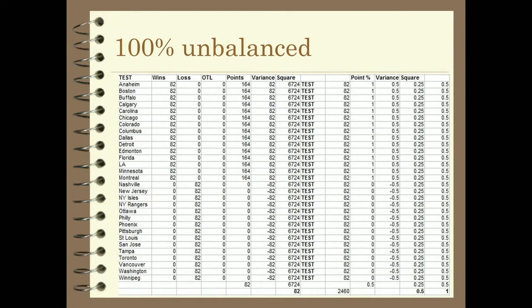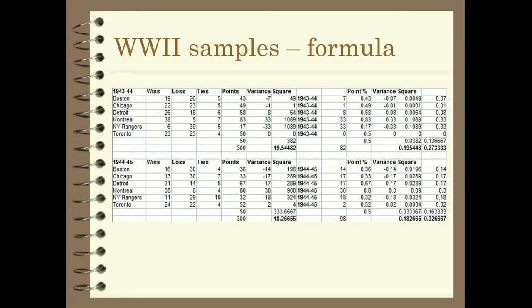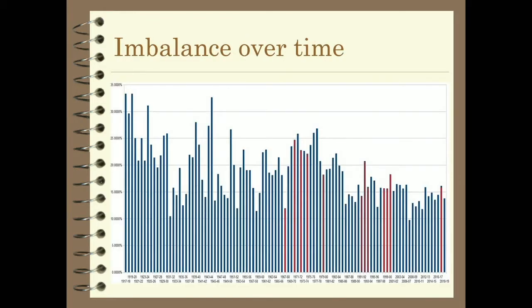Competitive balance is something that is rarely addressed. This is what a 100% unbalanced league will look like, in which half the teams go 82-0, half go 0-82. That's perfectly unbalanced right there. We can go through these formulas in a little bit. But this is competitive imbalance over time. Again, expansion years are in red right here. So we can see that there are, in fact, little jumps and little ebbs and flows, but it's not a sustained process. It returns back towards a normal baseline.